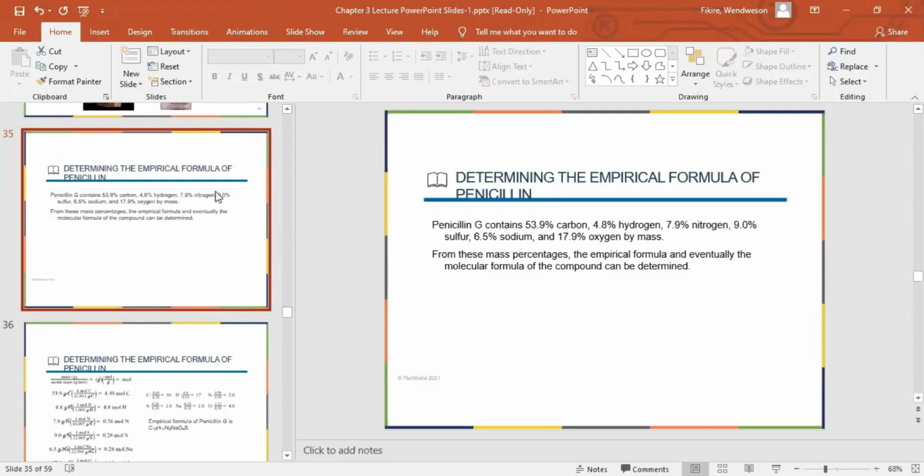This is the composition of each element in penicillin. From this mass percentage, the empirical formula and eventually the molecular formula of the compound can be determined. The only problem is that they didn't provide us the experimentally determined molecular weight. If we had the molecular weight, we could determine the n factor, but unfortunately they didn't give that to us. But this is already a worked out problem.